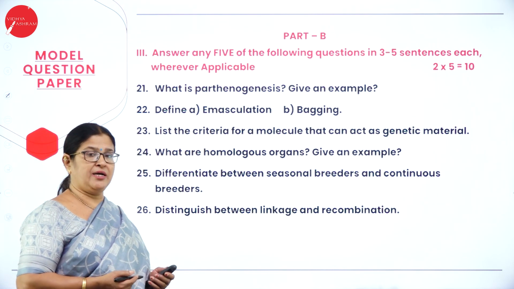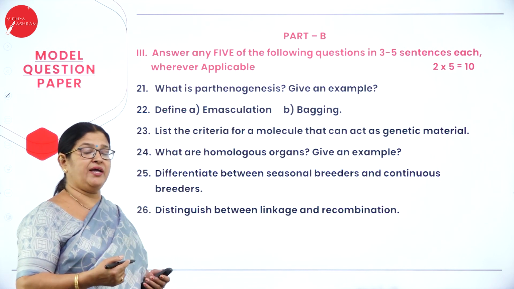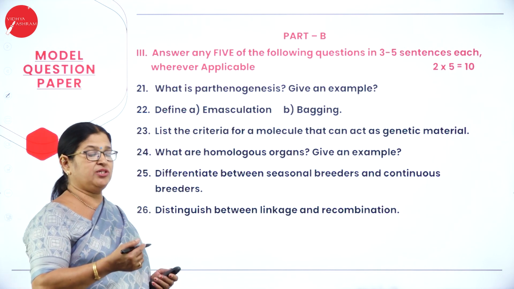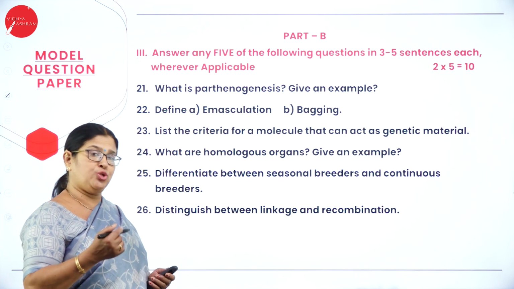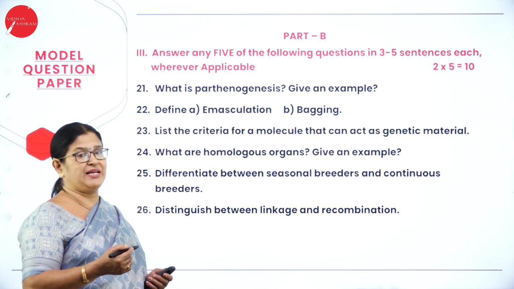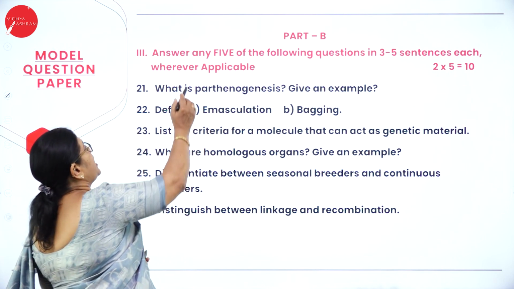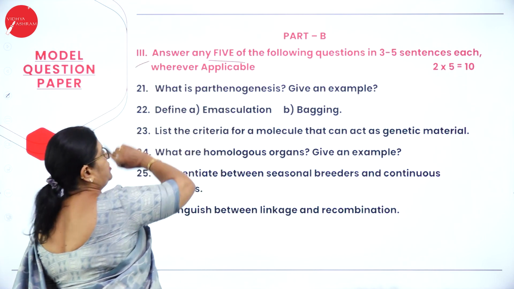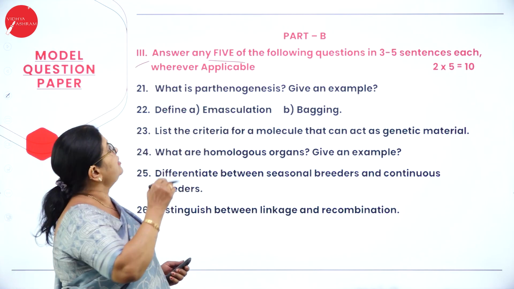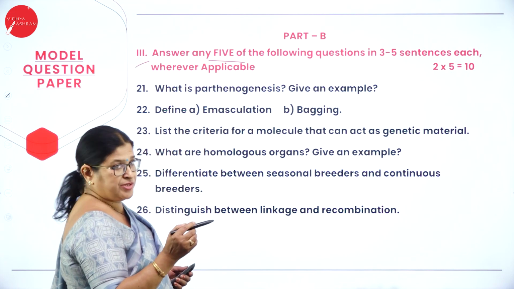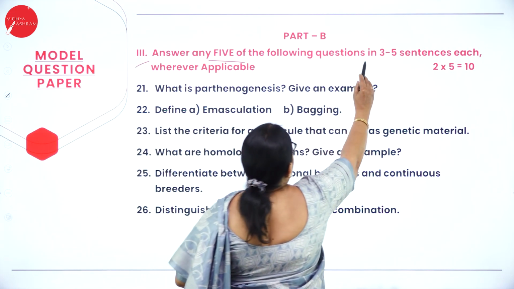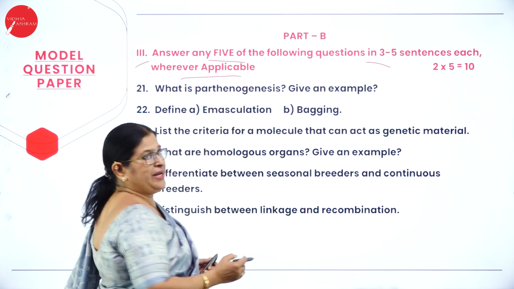Moving on to part B. So part A has 2 sections, section 1 and 2, which have the MCQs and the fill in the blanks. Moving on to part B, which is a 2-marker question. So the third main question of part B: answer any 5 of the following questions in 3 to 5 sentences each, wherever applicable.